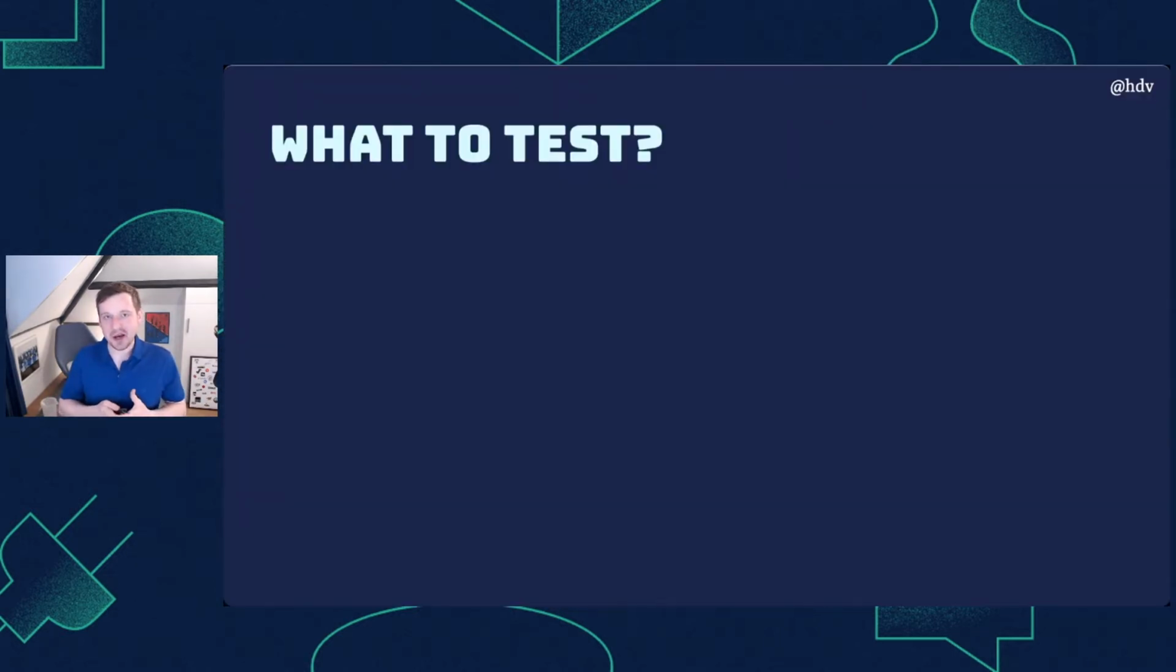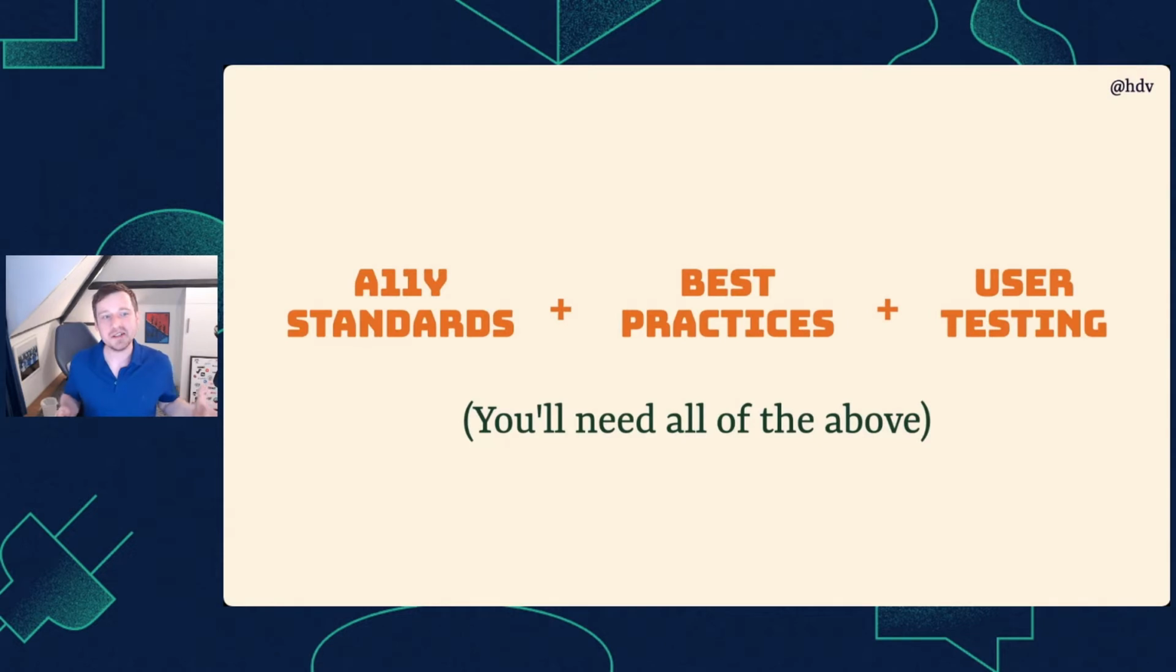And I want to talk about what to test, because this might sound kind of abstract, like there are so many different ways to use a computer. How can we make sure that our stuff actually works for all these different ways? Now, what I usually recommend is to look at 3 different things. One is accessibility standards, 2 is best practices, and then there is user testing. Those 3 things have to be used together in order to get a super accessible experience.